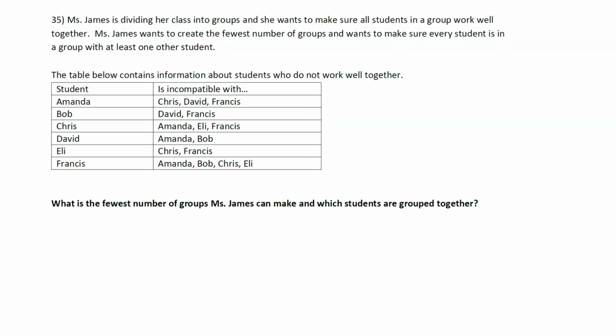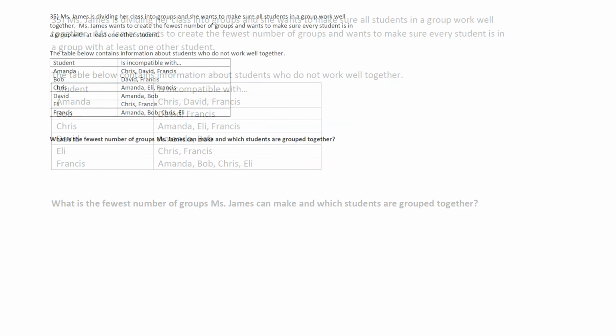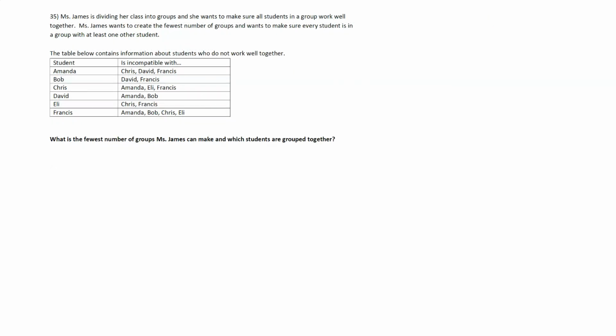Question 35 says, Ms. James is dividing her class into groups and wants to make sure all the students are in a group that will work well together. She wants to create the fewest number of groups and wants to make sure that every student is in a group with at least one other student, so you have to have groups of at least 2. The table below shows the incompatibility of the students. We're asked what is the fewest number of groups Ms. James can make and which students are grouped together. We'll use letters that represent the first letter of each student's name in order to organize our graph.